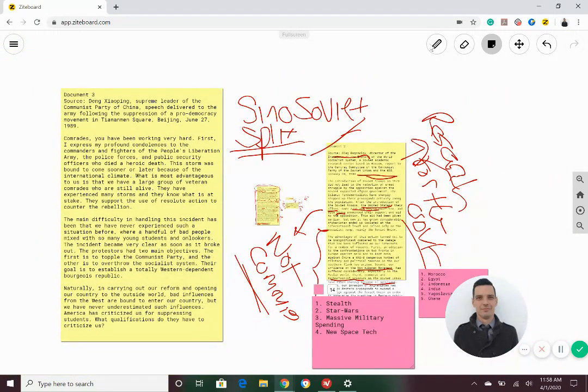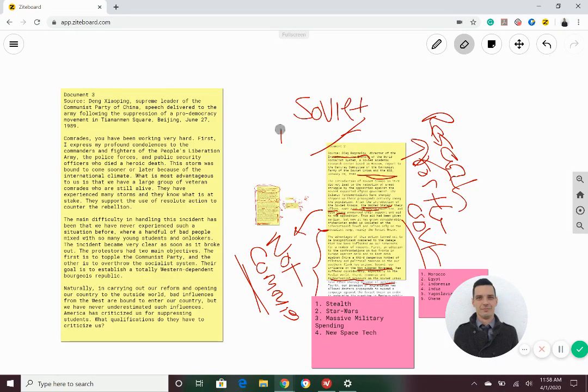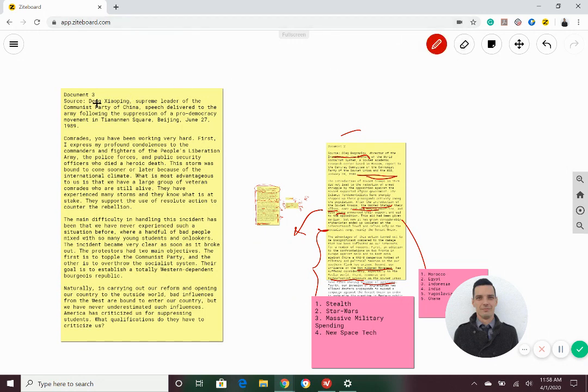This is the last one we're going to look at, because at this point you basically get how this works. So this third document is written by Deng Xiaoping. Deng Xiaoping is the premier of China after Mao Zedong. All right, so what does this guy say? So this is Deng Xiaoping. He's Chinese, the supreme leader of the Communist Chinese Party, and this is a speech delivered to the army following the suppression of protests. So this is during Tiananmen Square. This is the big deal.